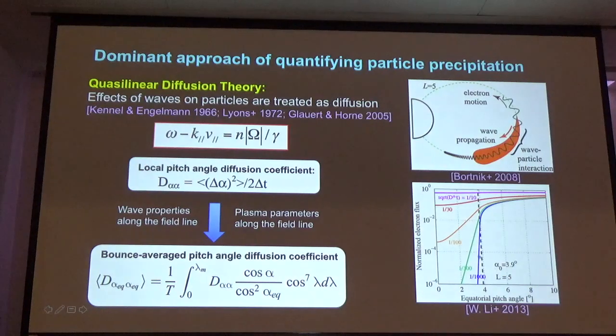So this figure shows an example of the normalized particle flux as a function of pitch angle. As you can see, as the diffusion coefficient increases, the electron flux inside the loss cone, this is the bounce loss cone, becomes more and more filled. That means more particles can be precipitated into the upper atmosphere.